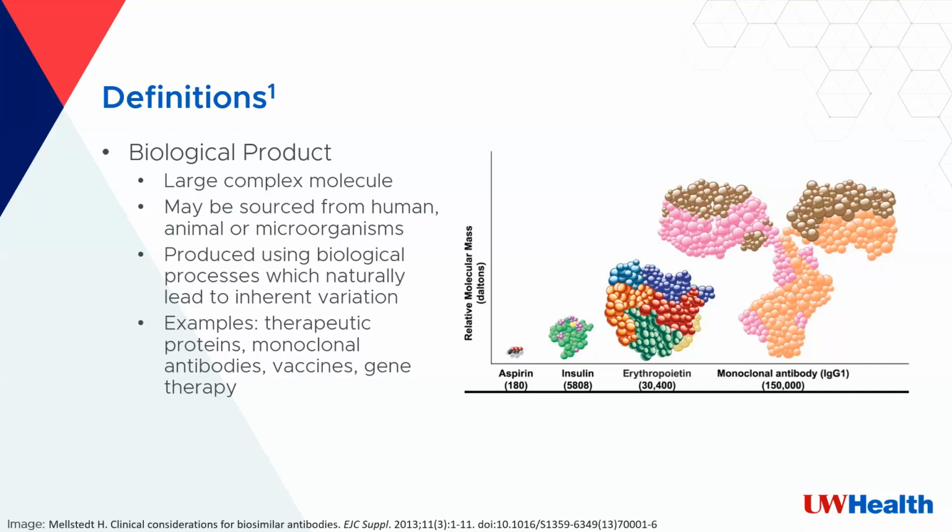So you can see that even within the biological products, there's a wide range of size and complexity for these agents. A small molecule drug does not contain any peptides greater than or equal to 40 amino acids in length. So therefore, once you've surpassed that 40, you are considered to be a biological product.